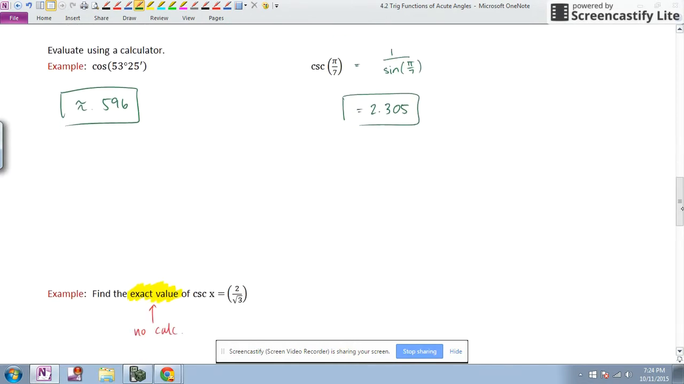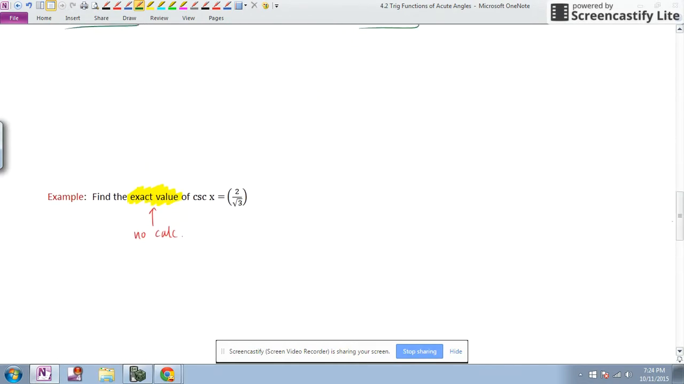All right, what else can we do? What if I ask you to find the exact value? That's, again, a dead giveaway. I don't want you using a calculator. You should be able to use your fingers or draw a triangle or something, right? So exact value means a dead giveaway. And so what is this, which has a cosecant of 2 over root 3? Wait a minute. If that's cosecant, then a little magic says that sine of x must be root 3 over 2.